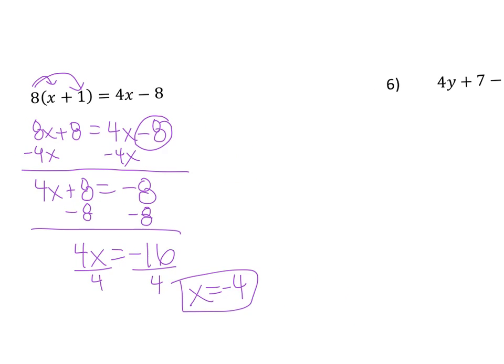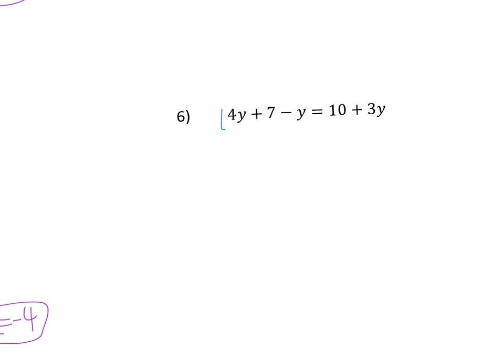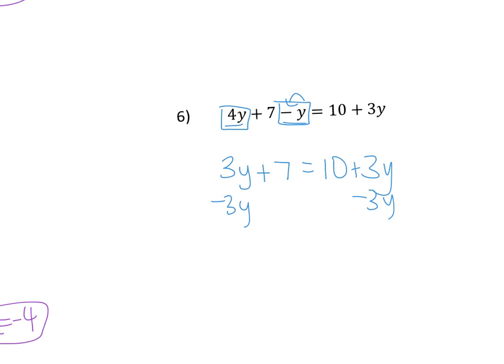Okay, and then last one to go over, we are going to have to simplify first again. So we have a 4y minus y. Make sure to bring the sign that's in front of it with it. So it's 4y minus 1y, which is 3y, plus 7 is going to equal 10 plus 3y. If you try to get your variables over to one side, you're going to notice that they cancel. So we end up getting 7 is equal to 10.